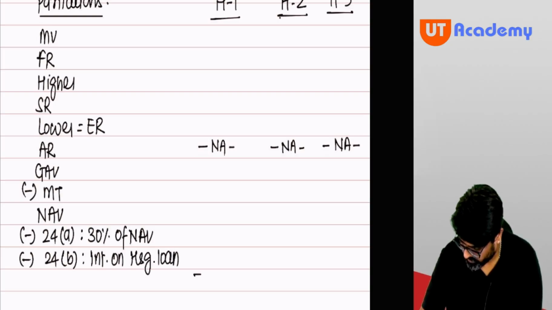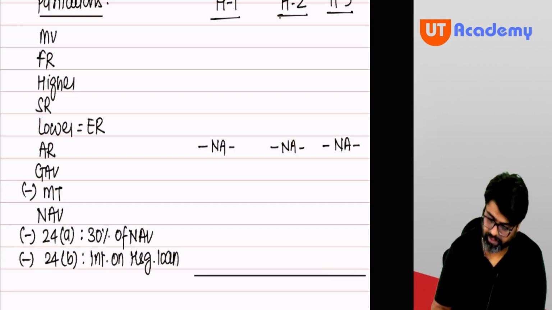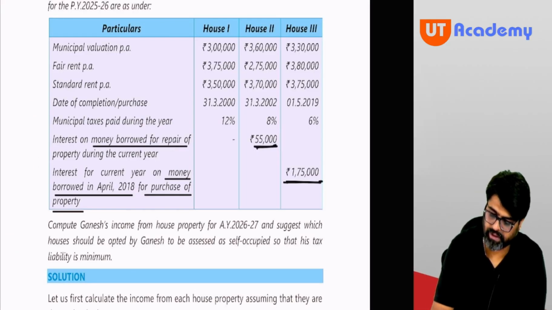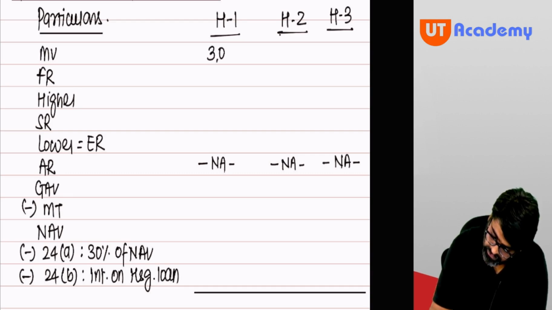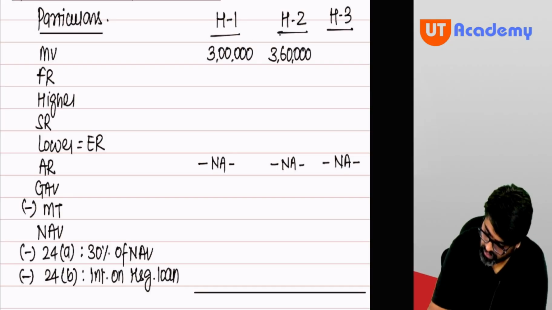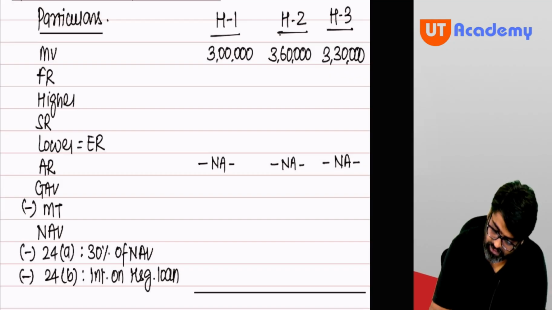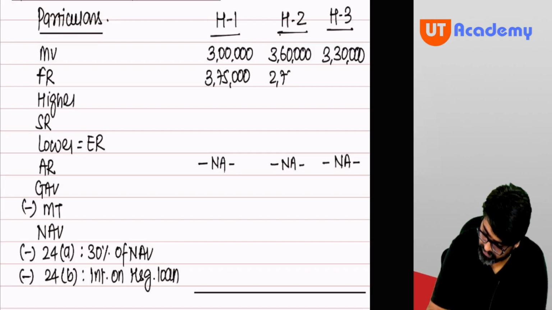Ready, sir? I am ready with my format. Are you all ready? Come on. Now, property 1, 3 lakh, property 2, 3 lakh 60 and property 3, 3 lakh 30. This is my municipal value. Fair rent is 375, 275 and 380.